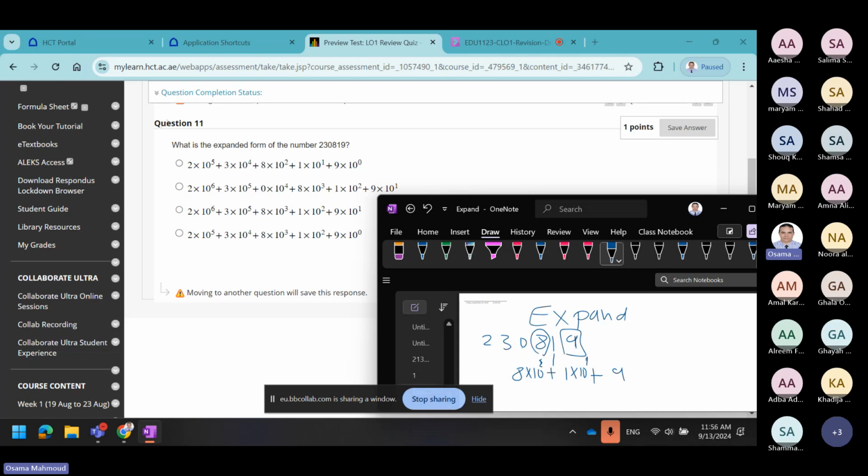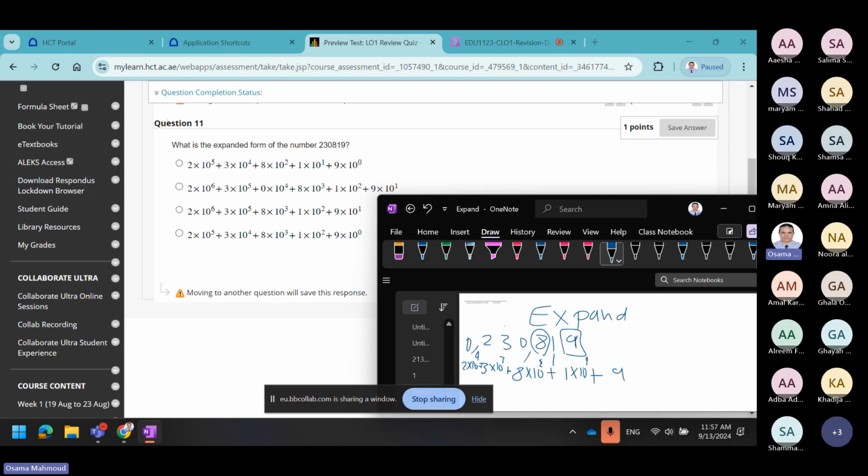0, so I don't have 1,000, but I have 10,000. How many notes of 10,000? 3. And I have 2. This 2 is 100,000. So 2 times 10 to the power 5. This is how to write this number. It's because after 3 digits, you have 1,000, and after 3 more, you have million, but you don't have anything here. This is how to write this one as an expanded form.